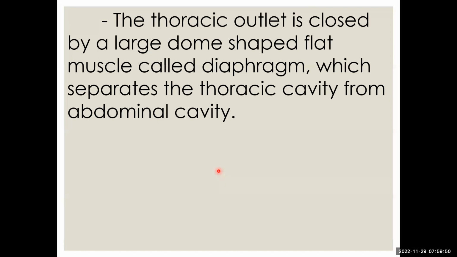So this lower opening of the thoracic cavity is called the outlet of thorax. And most of the important structures enter from the neck into the thoracic cavity through the upper opening of the thoracic cavity. So the upper opening is called the inlet of thorax. Okay, so that is all about the inlet and outlet of thorax.